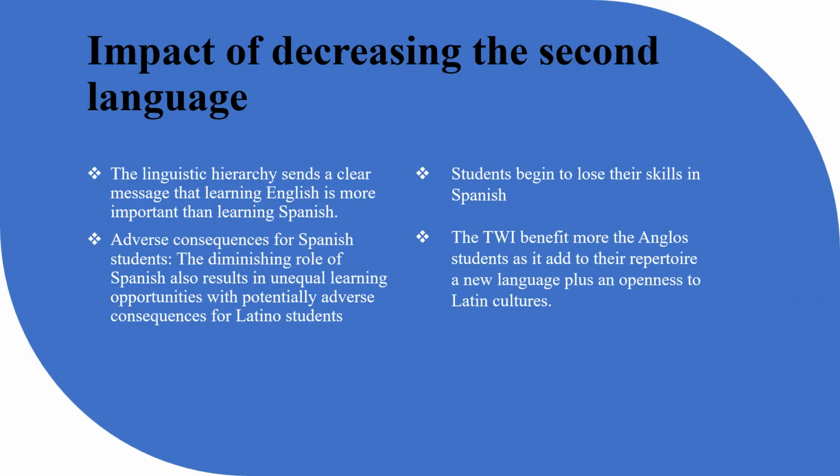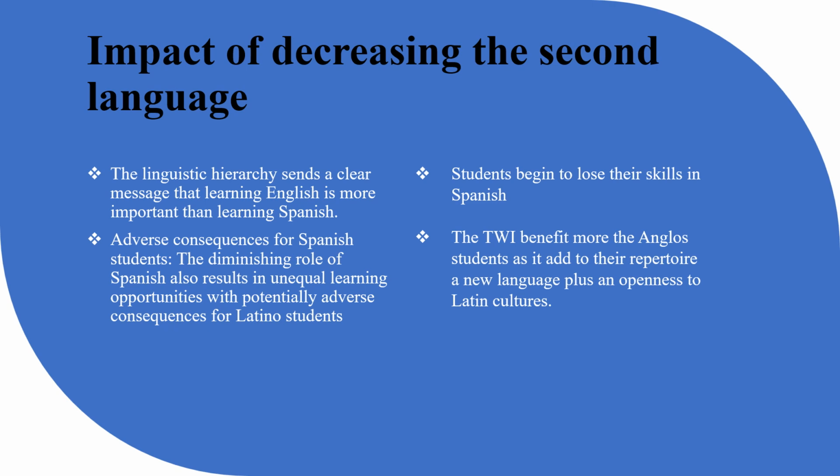Impact of decreasing the second language. The decreasing of the second language clearly sends a message that learning English is more important than learning Spanish in this study. It also shows adverse consequences for Spanish students, because the diminishing role of Spanish also results in unequal learning opportunity with potential adverse consequences for Latino students.